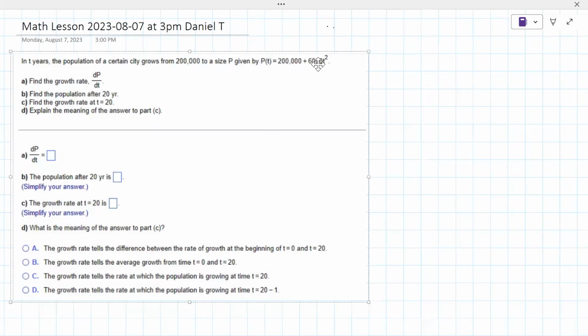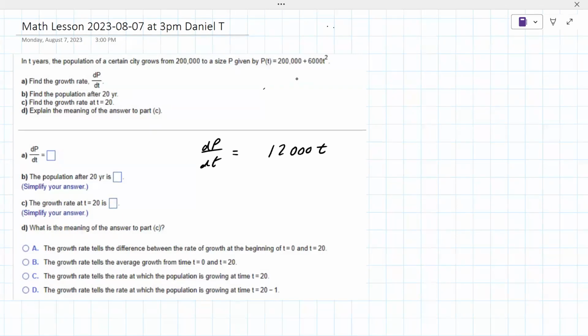Derivative of this function here. So you're in some sort of calculus class, business calculus, regular calculus. Derivative of this, derivative of a constant is 0. Derivative of this right here, it's a constant times t squared. So your derivative, your dp dt is 12,000 t, because you take that exponent multiplied by the 6,000 and multiply by t. Okay, is that okay?